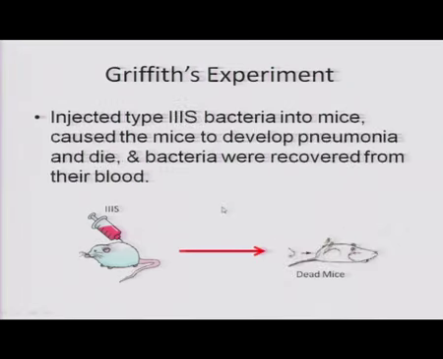In the next step of the experiment, Griffith injected type 3 S bacteria into mice, which caused the mice to develop pneumonia and die. The bacteria were recovered from their blood. So, in this stage of the experiment, Griffith used 3 S, which was virulent in nature, which caused pneumonia disease to the mice, and because of the virulence of the 3 S bacteria, the mice died. So, it was the second stage of Griffith's experiment, which was expected by Griffith.